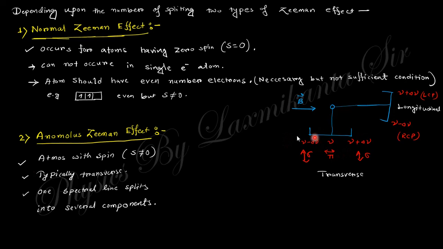And the transverse components for normal are 3, but in anomalous a very large number of components arise depending upon the material. We will discuss this with an example. Okay, so I think it is clear about the transverse Zeeman effect, longitudinal Zeeman effect, normal Zeeman effect, and the anomalous Zeeman effect.